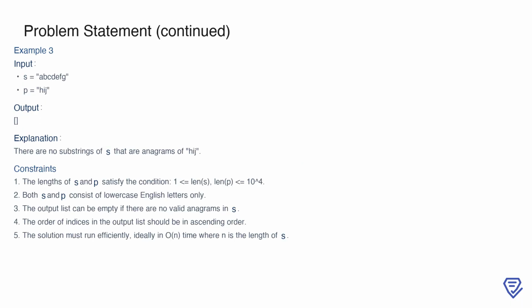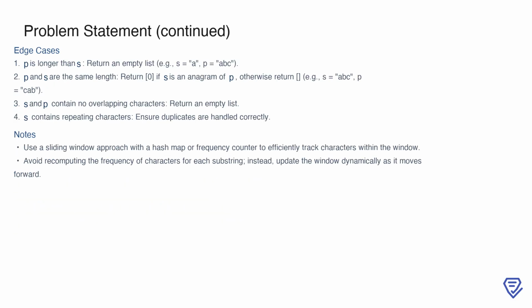In another case, let's take S as ABCDFG and P as HIJ. The output here is an empty list. That's because there are no substrings of S that use all the letters in P. None of the character combinations in ABCDFG match the letters H, I, and J. This highlights an important point: if there's no overlap between the characters in S and P, or if it's impossible to form an anagram, the result should simply be an empty list. The constraints ensure that both S and P are valid lowercase English letters, and the output list must always be sorted in ascending order.